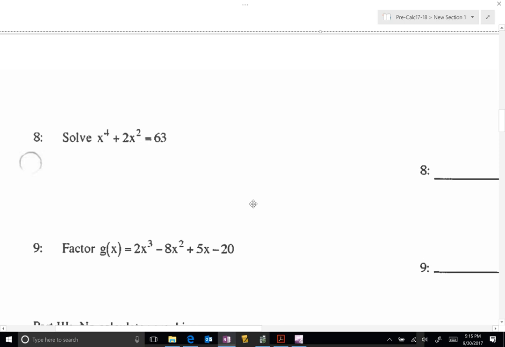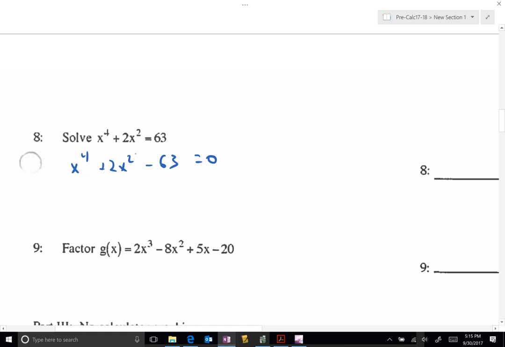Okay, this is question 8. So we have a quartic polynomial. We're first going to subtract 63 from both sides. So we can set this equal to 0. And if we look at this, it almost looks like a quadratic, except that we're going to the 4th power in our first term and squared in our second term.